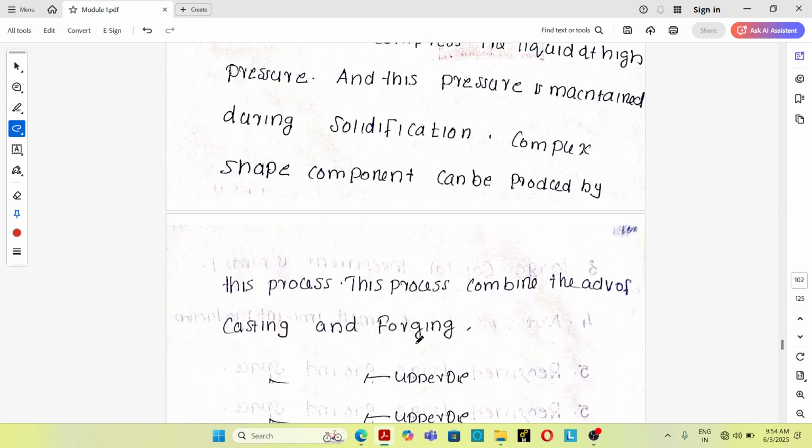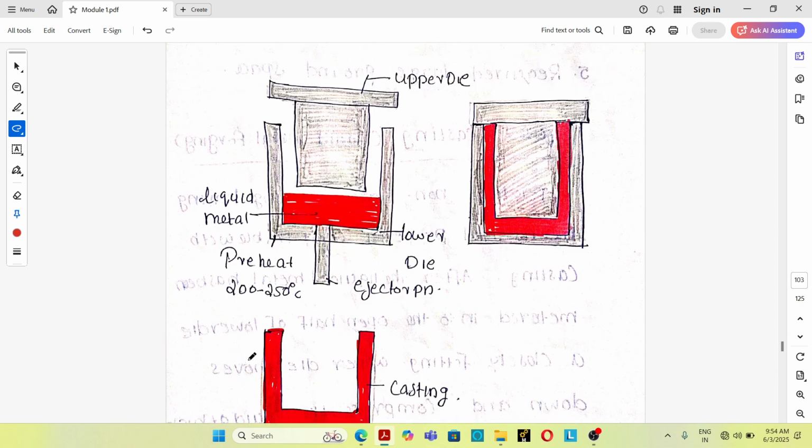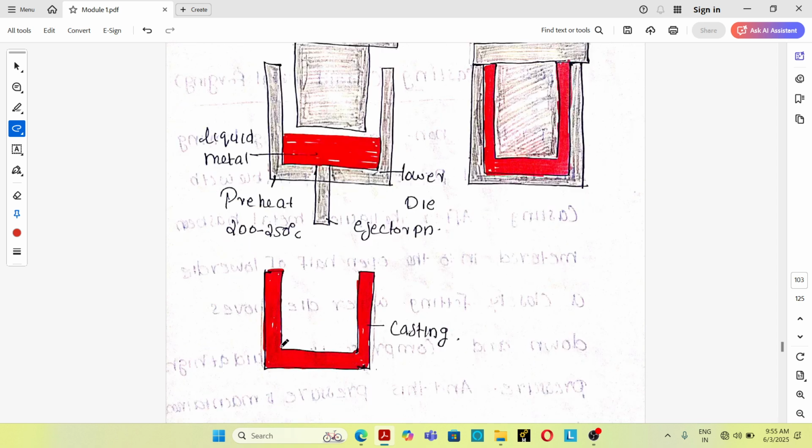This is a figure of squeeze casting process. We have a die, upper die and lower die. The liquid metal is poured into the lower die, then the upper die moves in a downward direction and forces the liquid metal to move upward into the gap between the lower die and upper die.